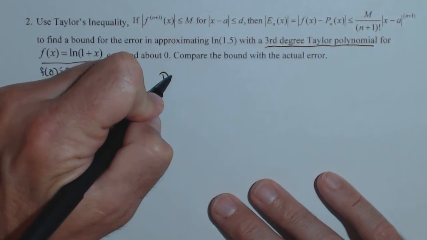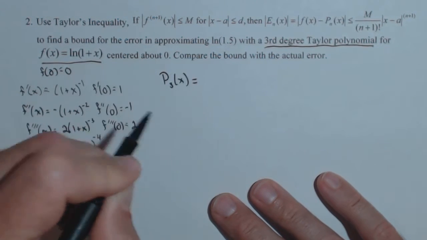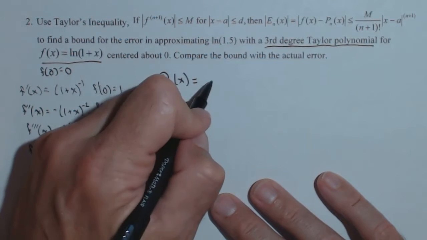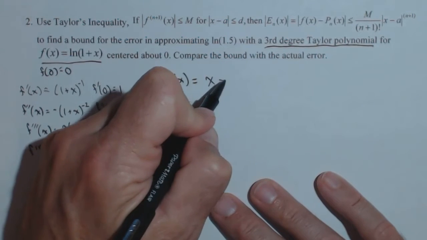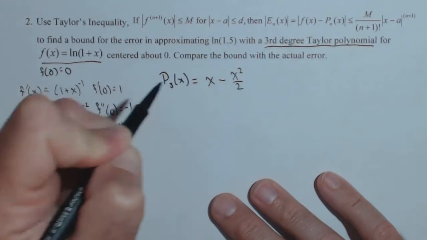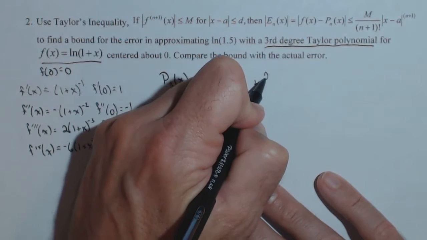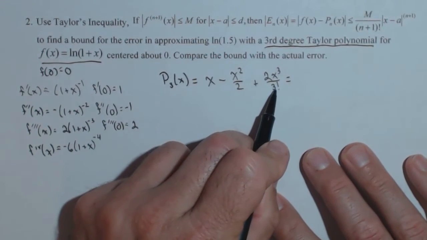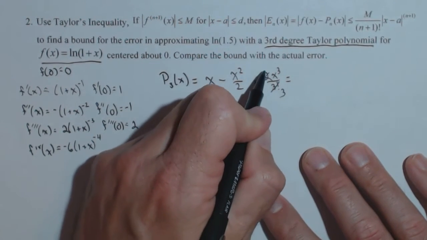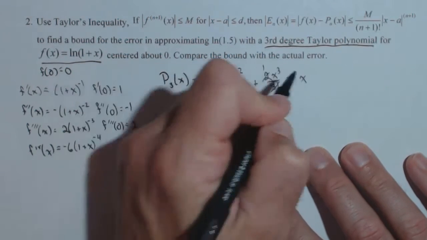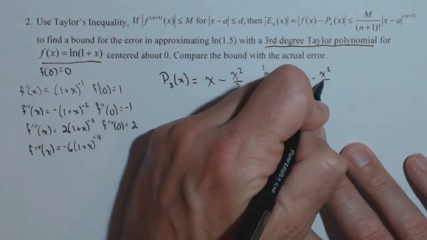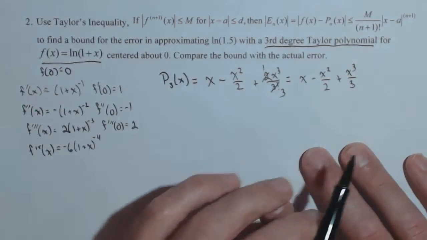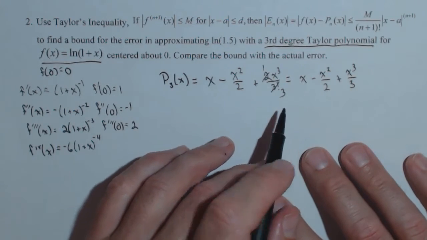So let's find our third degree Taylor polynomial. That's going to be our first step in this problem. We have no constant term. The coefficient on x is just going to be 1, so it's x minus x squared over 2 plus 2x cubed over 3 factorial. Now this we can reduce. We can factor a 2 out of there with that one. And we get x minus x squared over 2 plus x cubed over 3. And you can probably imagine what the rest of the terms would look like. There's a nice pattern for this one.